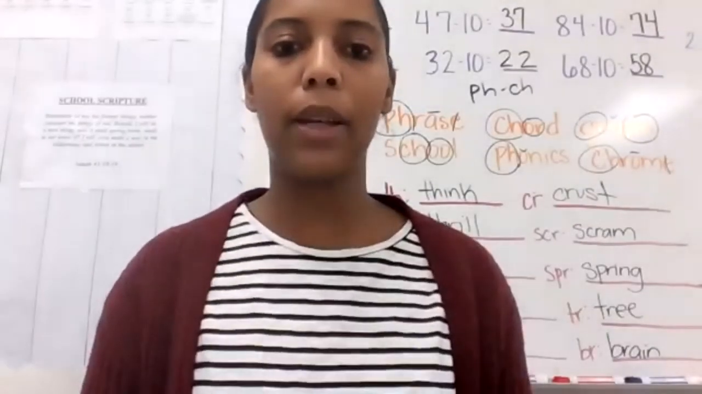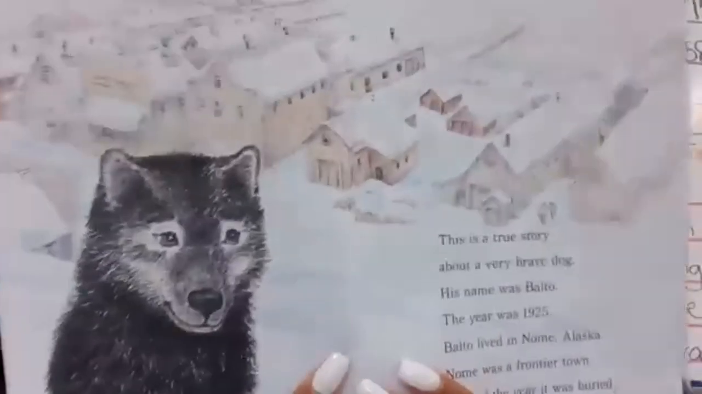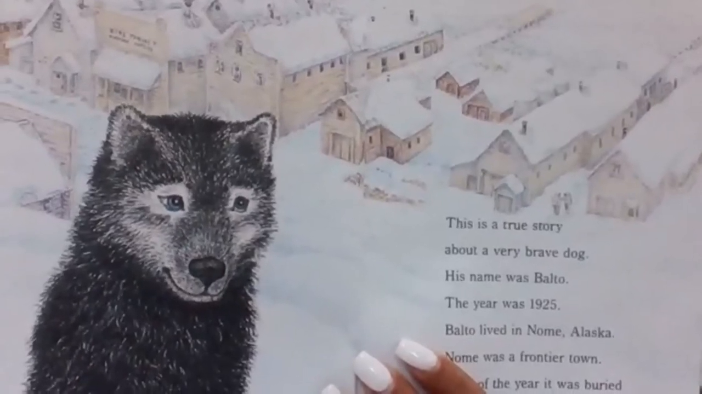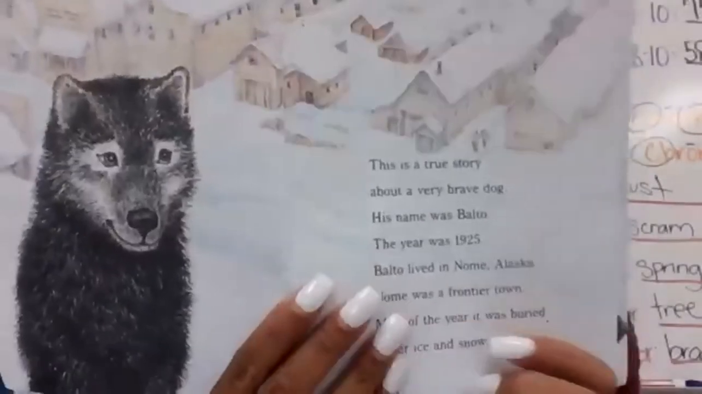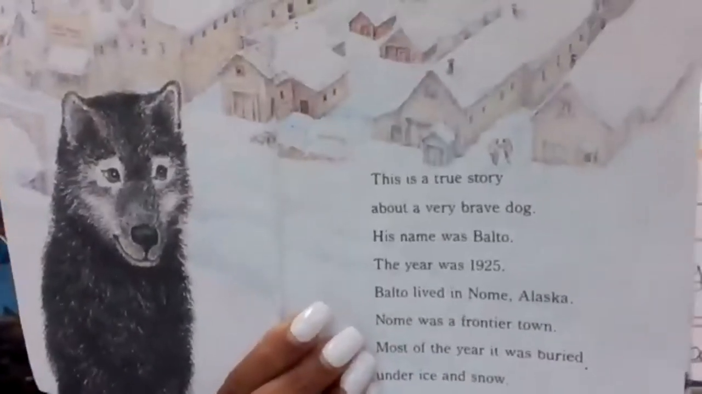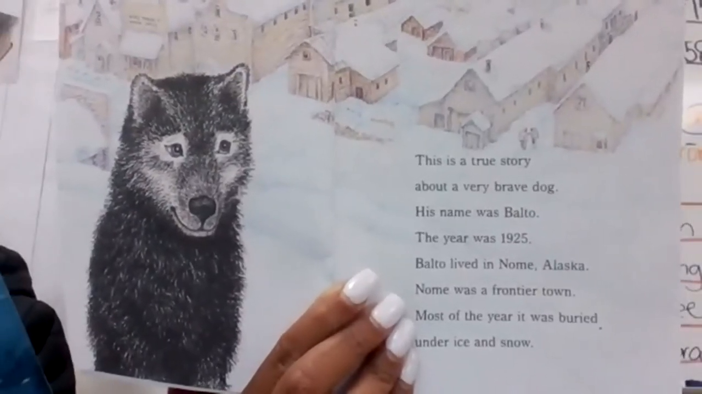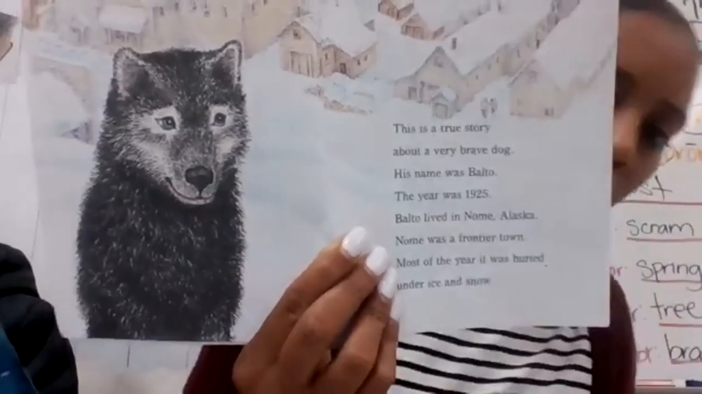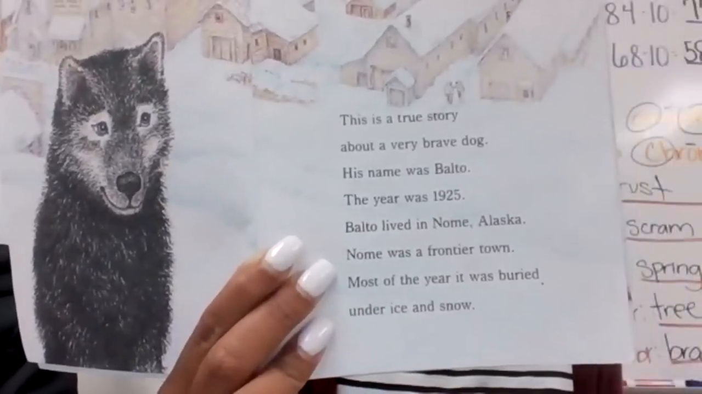All right, so this is our page here. This is a true story about a very brave dog. His name was Balto. The year was 1925. Balto lived in Nome, Alaska. Nome was a frontier town. Most of the year it was buried under ice and snow. Good.